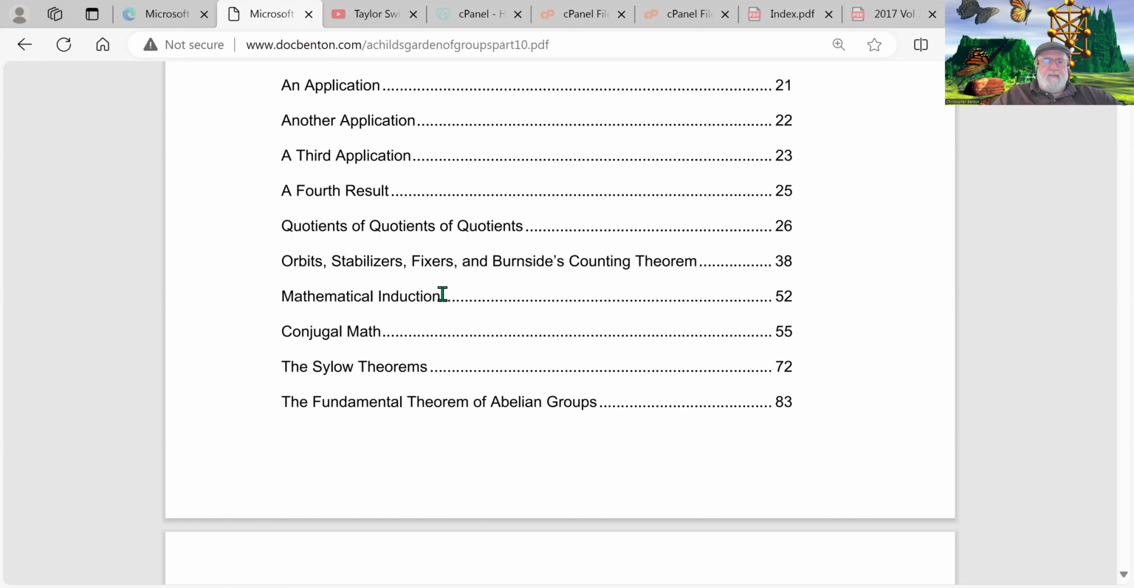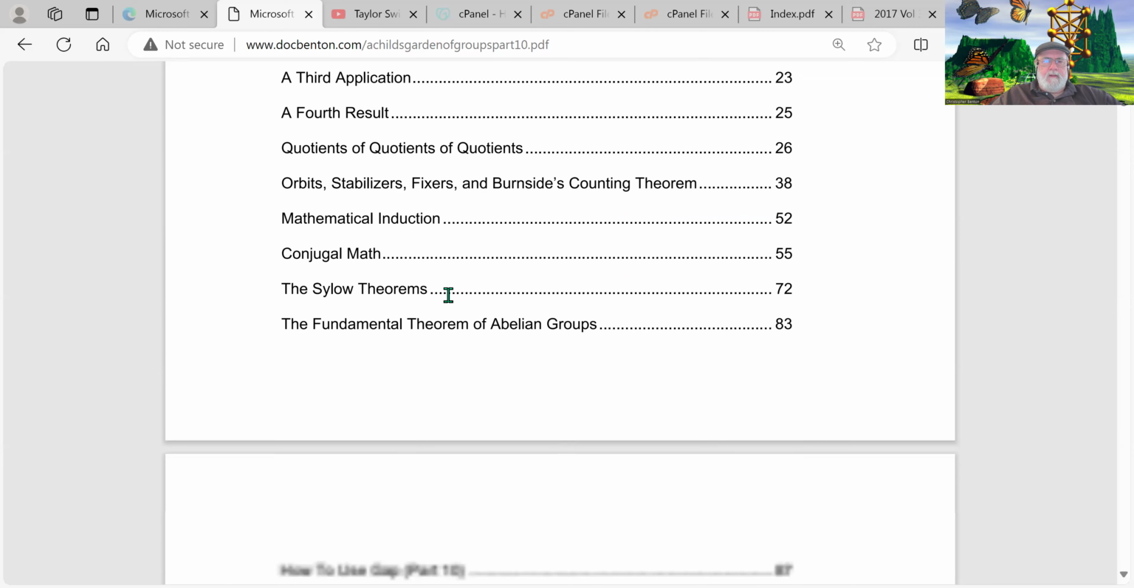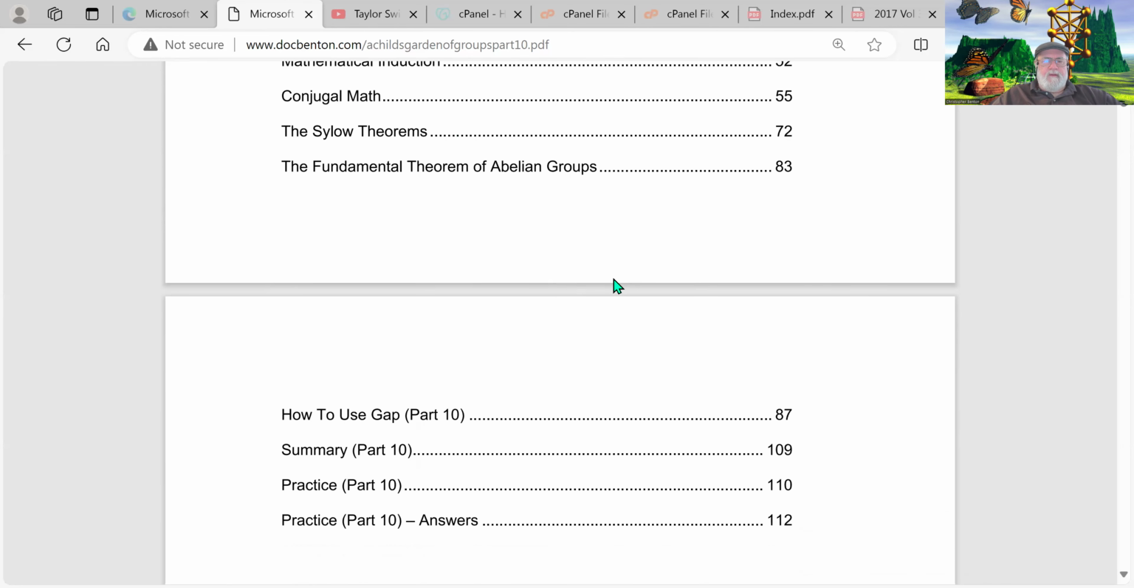I explain mathematical induction. A lot of theorems and results about conjugates in groups. So I call this conjugal math. And then I talk about the Sylow theorems and give proofs for them. And I end with a proof of the fundamental theorem of abelian groups.